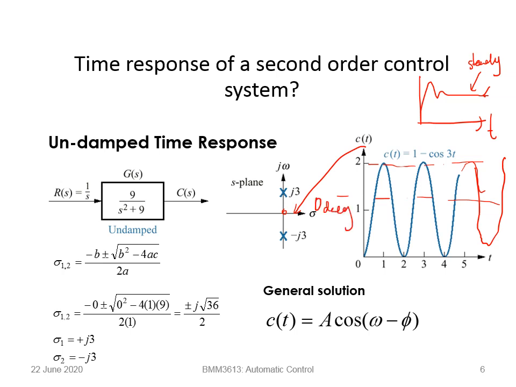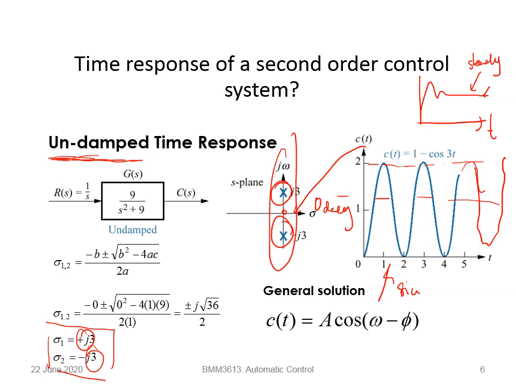So next time when you find that you have poles that only have complex numbers, where the poles are located only on the j omega axis and have no real part, it means you have a purely sine wave output. So no decay for an undamped time response. That's basically why it's called undamped, because there is no damping at all, and therefore the sine wave keeps on oscillating without any final value.